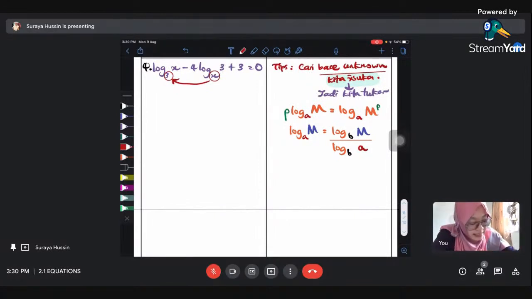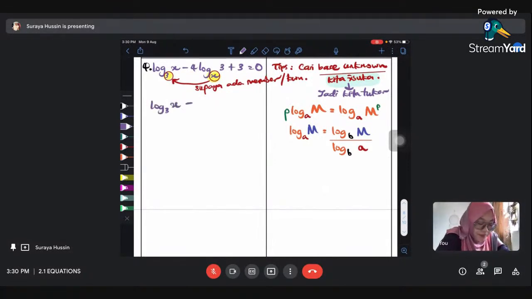So I gotta change this x base unknown into menjadi base yang baru, iaitu base 3, supaya dia ada member. Tulislah situ supaya ada member, ada kawan. Maths is quite easy, you know. It's quite interesting to learn if you really know it. It is interesting. So log yang base 3, kamu kekalkan sahaja.